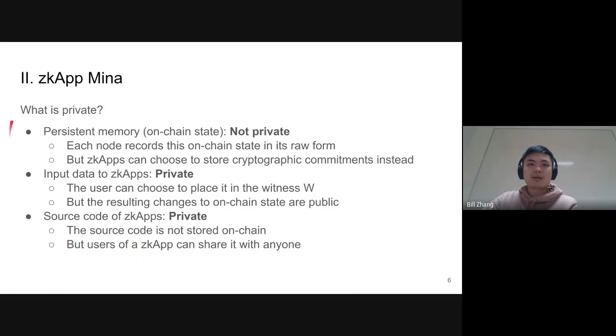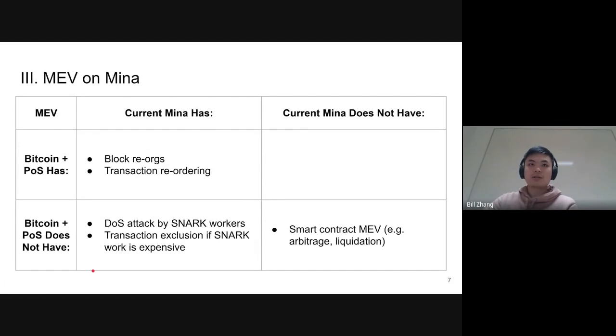But thinking about this in terms of the different levels of privacy for different parts of Mina's ZK app data is useful for finally getting to part 3, which is what forms of MEV are available on Mina compared to other blockchains. There are 2 tables, one on this slide and one on the next slide, that summarize the findings here. The first slide is talking about what sorts of MEV exist on current Mina versus what current Mina does not have, versus what the baseline, like Bitcoin plus proof of stake, would have, and what Bitcoin plus proof of stake would not have. So each of these quadrants represents some combination of these.